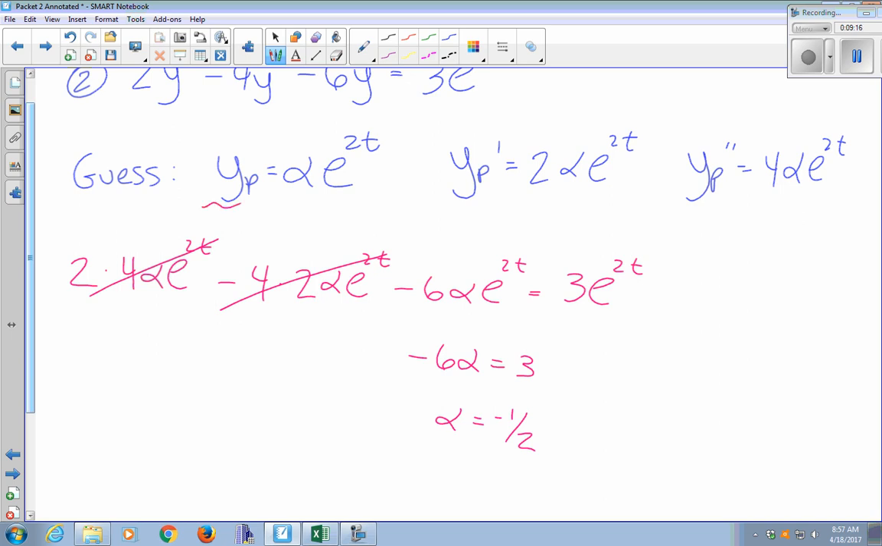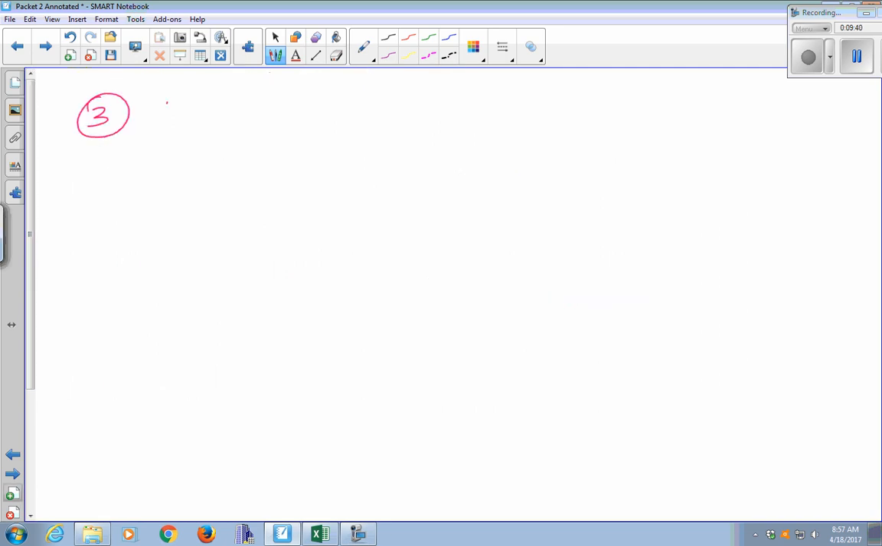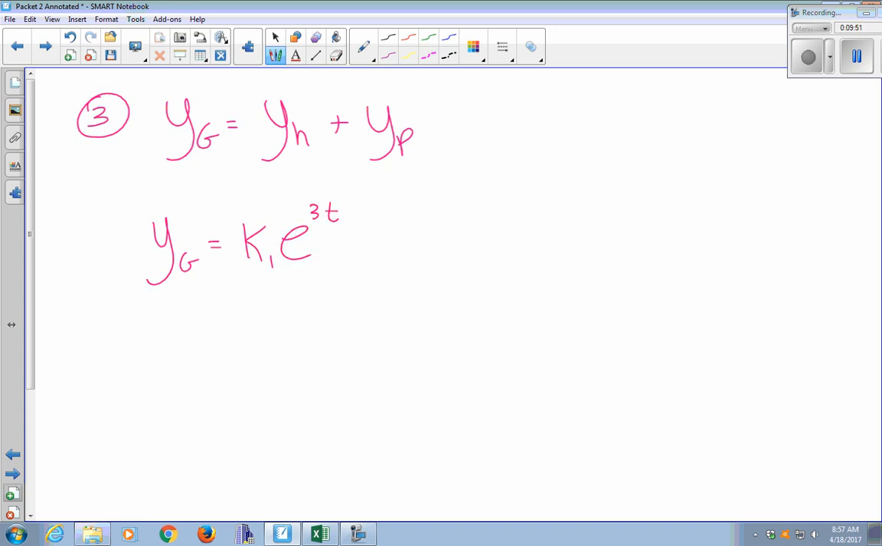So now I know my y particular, right? I guessed that y particular would look like alpha e to the 2t. Now I know what alpha is, so I have a y particular. It is negative 1 half e to the 2t. Yep, now just add them together to get your y general. Y homogeneous plus y particular. So that's k1 e to the 3t plus k2 e to the negative t minus 1 half e to the 2t.